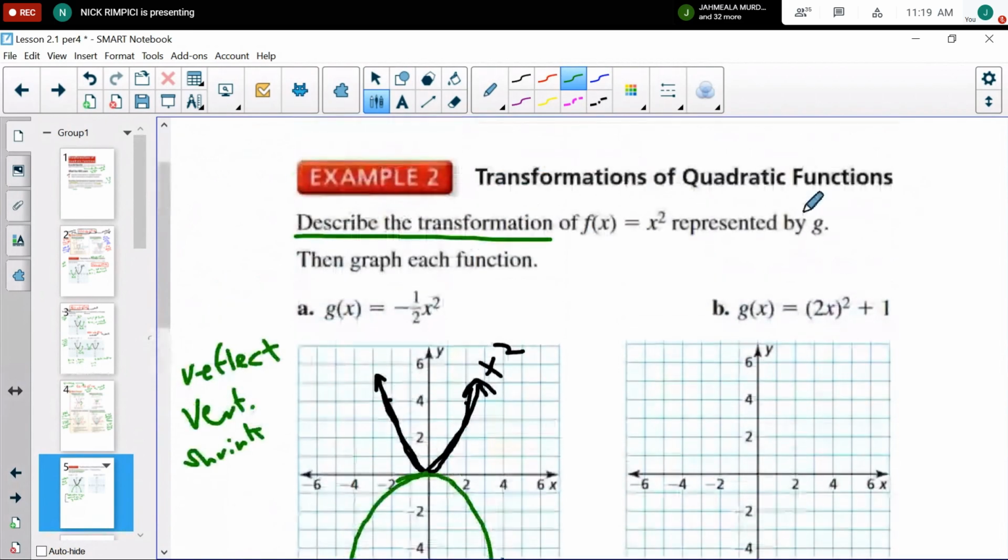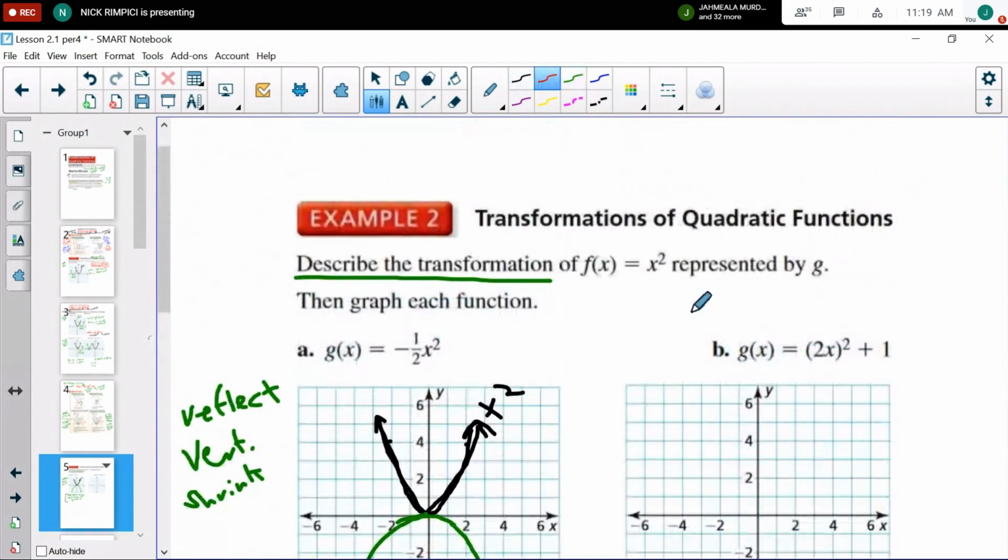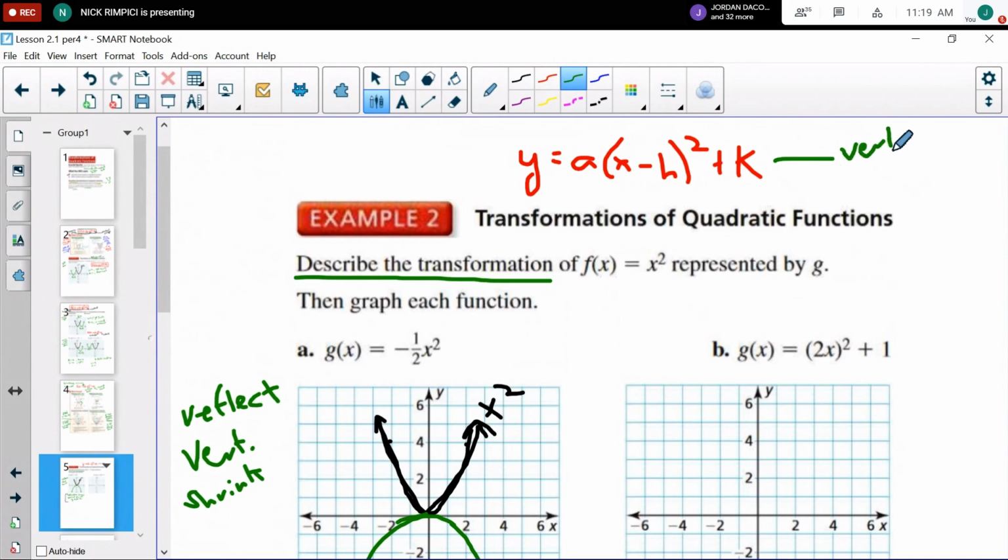Let's take a look. I'm just going to write down the parent function again for the general rule for quadratics, which is in the EQ, right? We've seen this a couple of times already. And just to refresh our memory, we know that K is the vertical change. And we know H is the horizontal change.